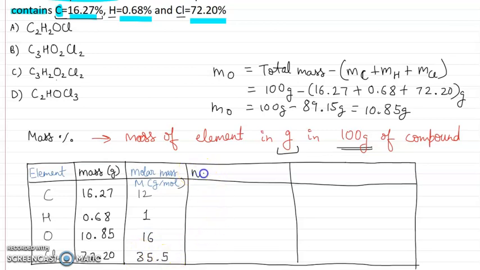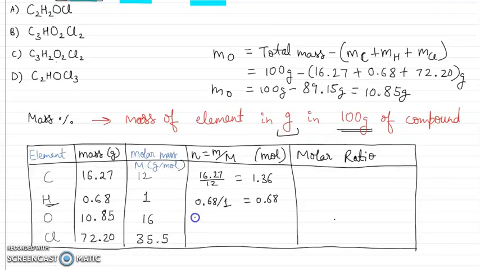Now we will calculate the number of moles, which is equal to mass divided by molar mass, and its unit is mole. So here we have 16.27 divided by 12. The moles will be 1.36 moles. Like this, we have 0.68 divided by 1, so we have 0.68 moles. Then 10.85 divided by 16 is equal to 0.678. Then 72.20 divided by 35.5 is equal to 2.